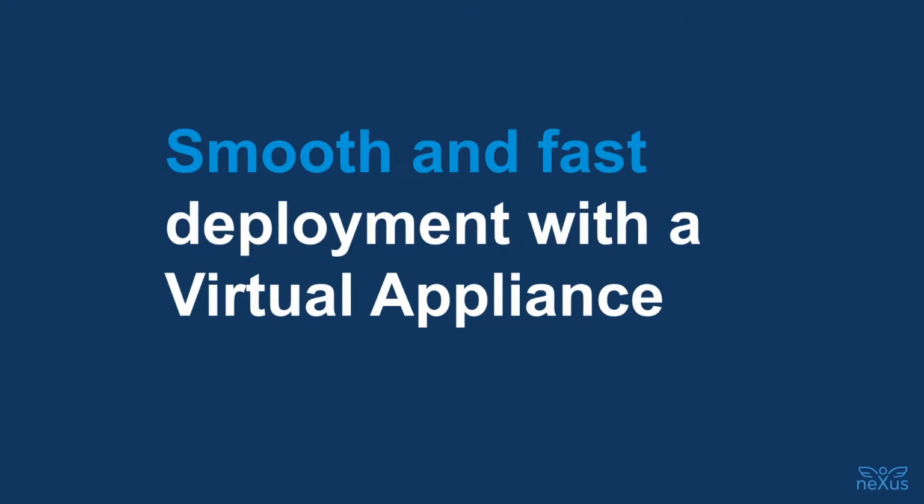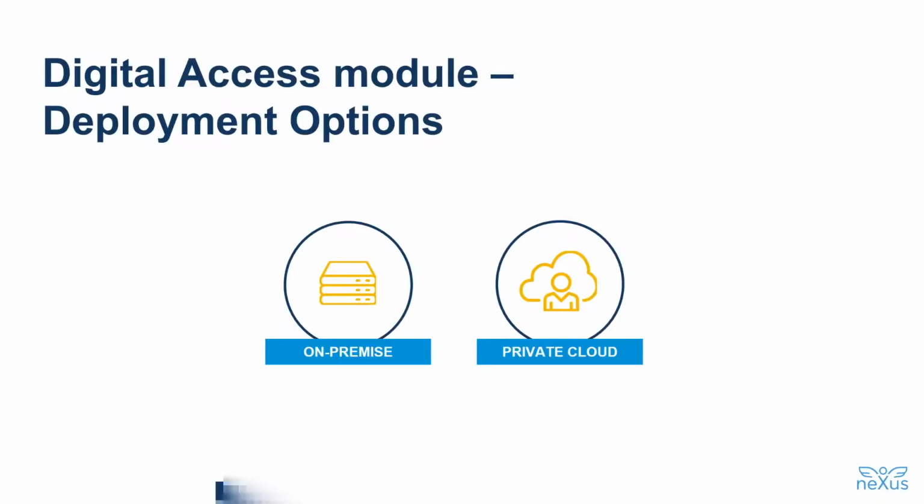So when it comes to deploying the system, we have two different deployment options, but both are very smooth and fast. The options to deploy are on-premise or as a private cloud. If you decide to deploy on-premise, the platform is delivered as a virtual appliance, so it's very easy to just drop into your VMware or Hyper-V system, start up and make some basic configurations, and then you're up and running.